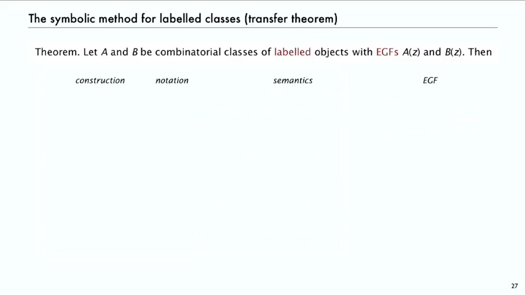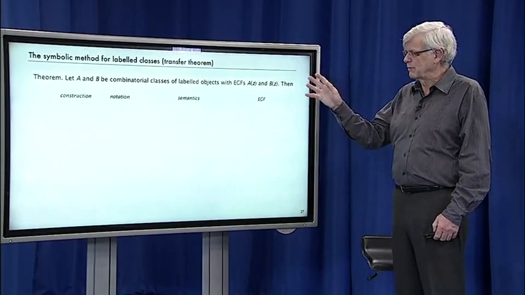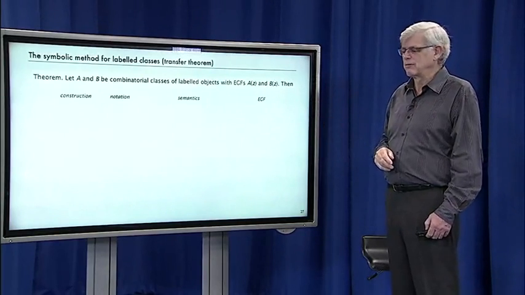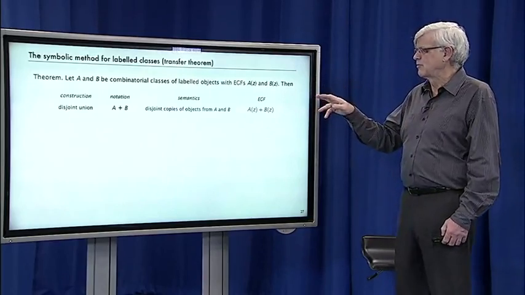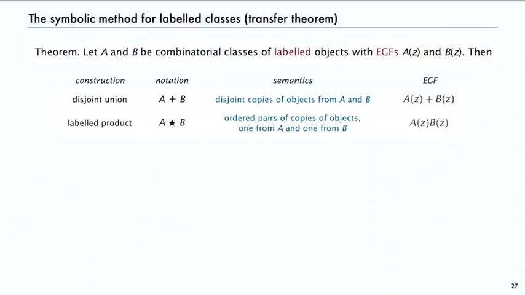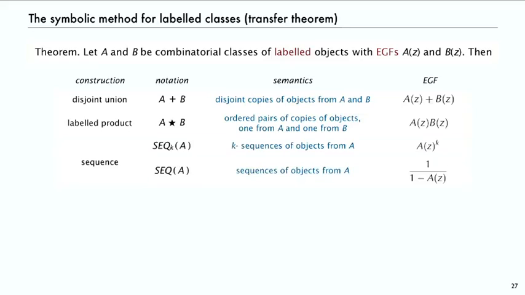Again, what's important is that we have a transfer theorem. If we have combinatorial classes and we know their EGFs, then whatever operations we pick from that list, we're going to know the EGF of the result of that operation. As before, if we do disjoint union, we have the sum. If we do the labeled star product, we have the product of the generating functions. If we do a sequence of k objects, it's A of z to the k. A sequence of any number of objects is summing those, it's 1 over 1 minus A of z. If we have a set, it's A of z to the k over k factorial.